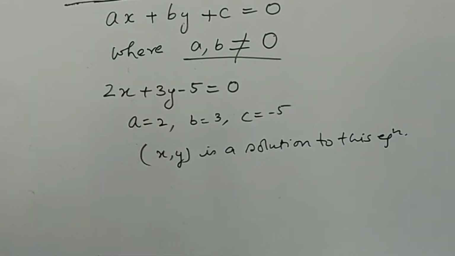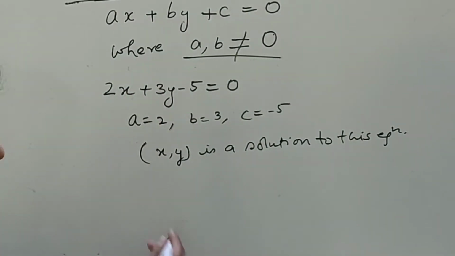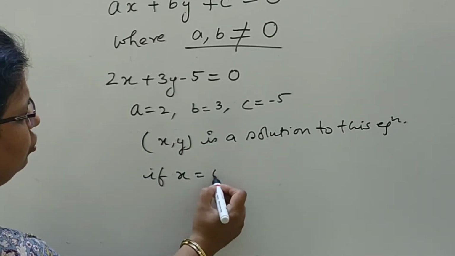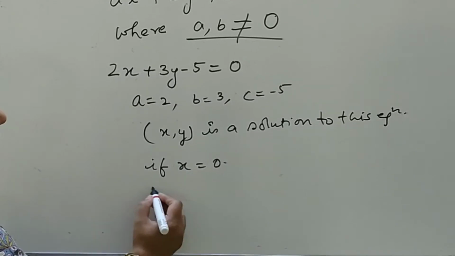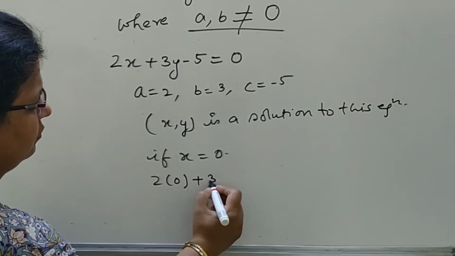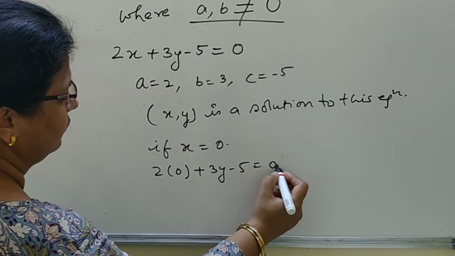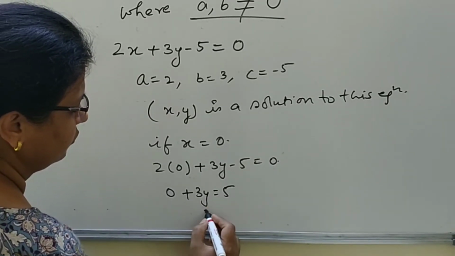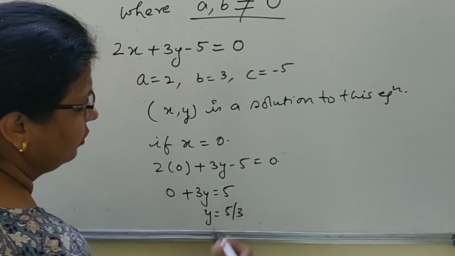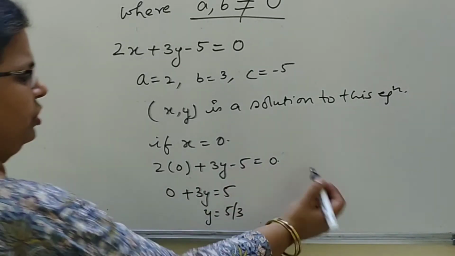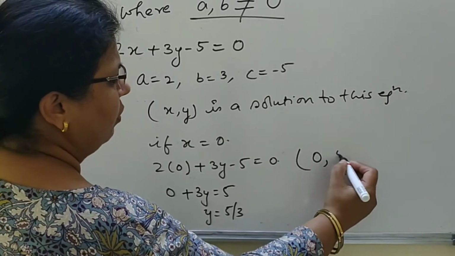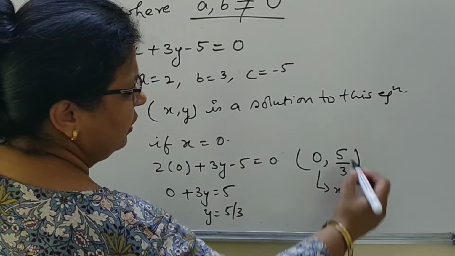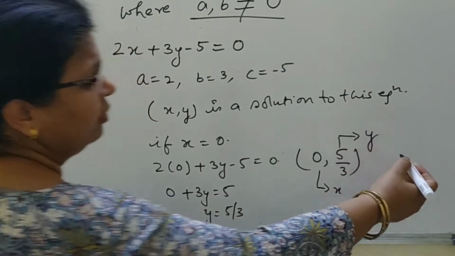For example, let's use a hit and trial method. If x equal to 0, what will be the value of y? Y equal to 5 by 3. Means the solution of the equation is 0 comma 5 by 3. The first value is always for x and the second value is always for y.